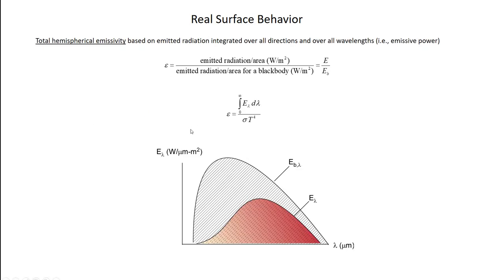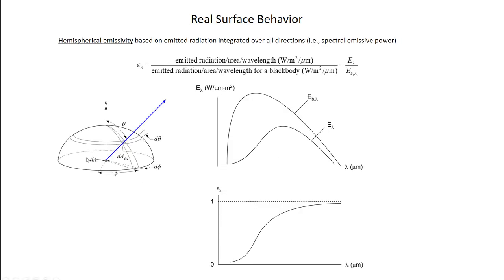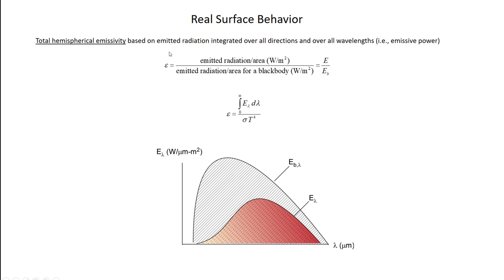The last quantity we should talk about is what's called total hemispherical emissivity. Here we're dealing with an emissivity that's based on the total amount of radiation integrated over all directions and over all wavelengths. So I've integrated over the entire hemisphere, and I'm going to integrate over the entire spectrum. That's total hemispherical emissivity. So this is emitted radiation per area divided by the emitted radiation per area for a black body. This down here is the black body emissive power. This is just sigma T to the fourth, which is whatever I get when I integrate this curve over all wavelengths, right?